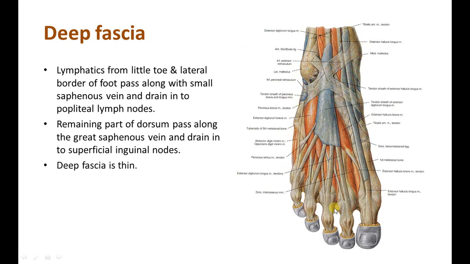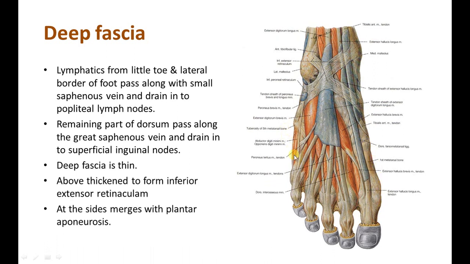So the deep fascia is not very thick, somewhat thin, but only thickened at certain points to form the retinaculum. So especially in the dorsum of the foot, you are able to see the inferior extensor retinaculum. And if you trace it medially or laterally, it merges with the plantar fascia. Okay. So at the sides it is merging with the plantar aponeurosis, which is the expanded tendon of the plantaris muscle. Okay, so modification of deep fascia in the foot, mainly the retinacula. It forms the inferior extensor retinacula.